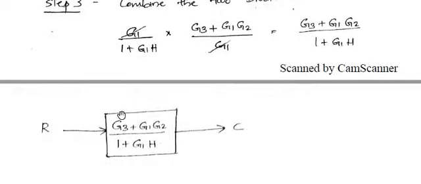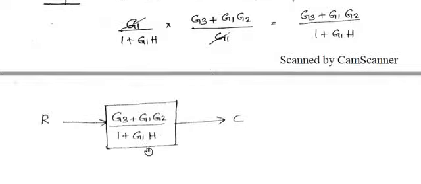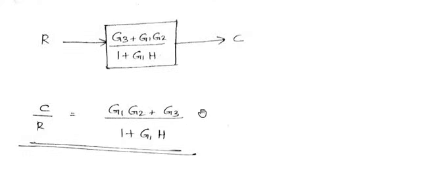Finally, the complete system is reduced to a single block with the gain G3 plus G1G2 by 1 plus G1H. R is the input to the block and C is the output. So what is C by R? C by R would be the gain of this block, which is G3 plus G1G2 by 1 plus G1H. That is the overall transfer function of the given system. This is how we apply the rules of the block diagram reduction technique, and how we find the overall transfer function of a given system.